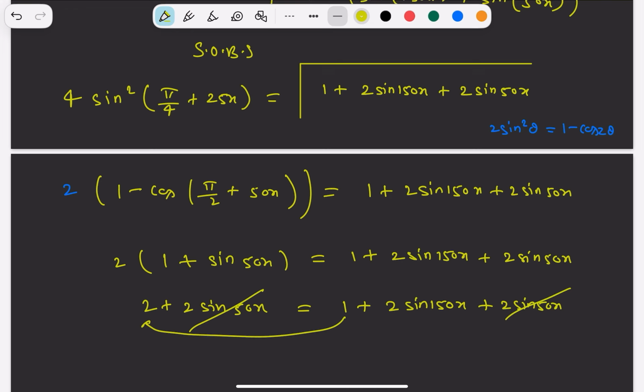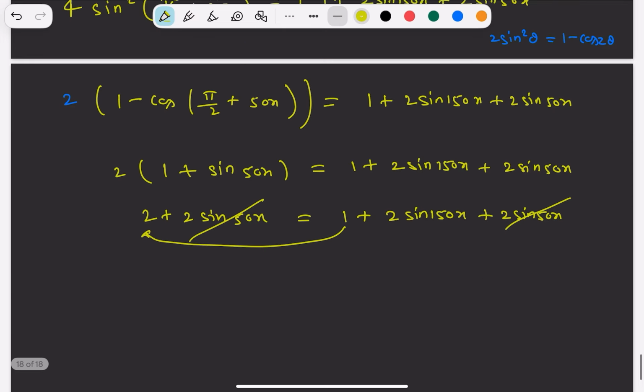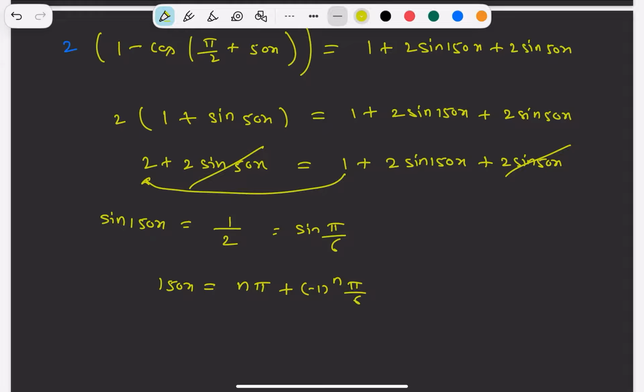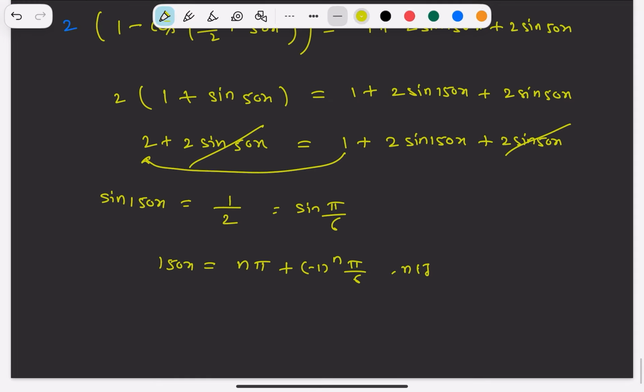This one is going to cancel out, 1 sent to this side, so it will become 2 minus 1, and divide by 2. So basically sin 150x will be equal to 1 by 2, and that can be written as sin pi by 6. So sin theta equals sin alpha, so theta will be equal to n pi plus minus 1 raised to power n into alpha.